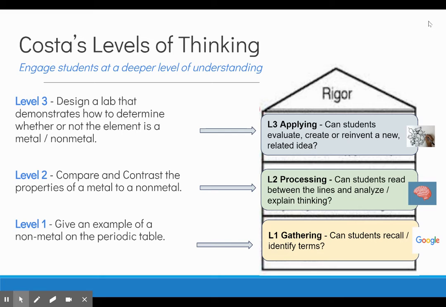At each of these levels, teachers might include questions such as, at the gathering level, can students recall and identify terms? At the processing level, can students read between the lines and analyze or explain their thinking? And at the applying level, can students evaluate, create, or reinvent a new related idea? Test questions, projects, in-class discussions can all surround these various levels of understanding, again, in order to increase the rigor of the lesson.